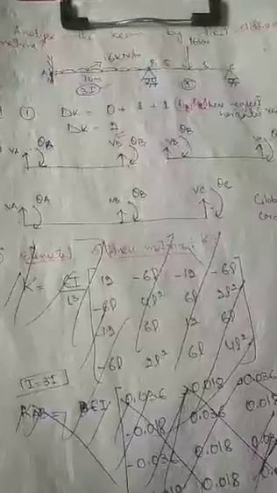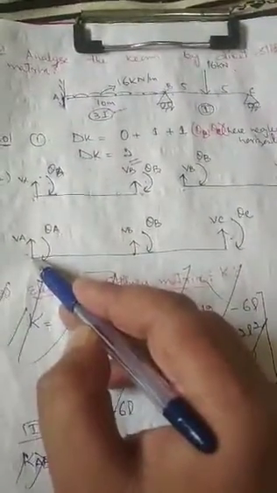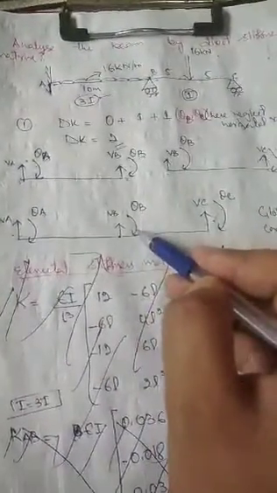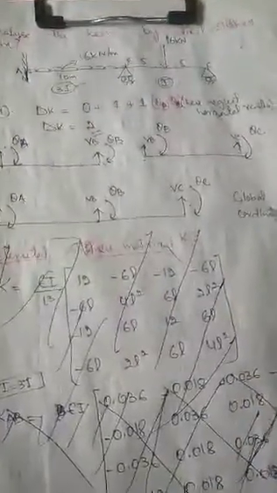Now we have to assign global coordinates. Global coordinates means you have to assign the coordinates of the whole structure. So we will take here VA, theta A. Here it will be VB, theta B. Here it will be VC, theta C. That's called the global matrix.